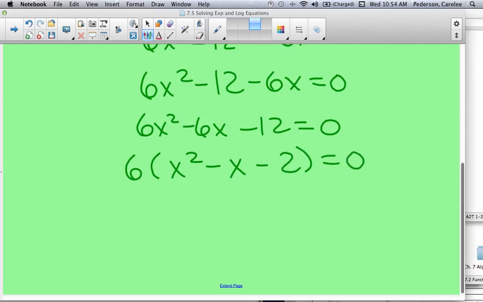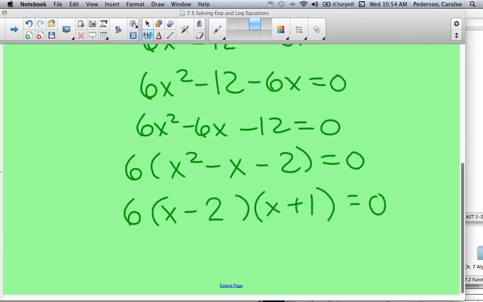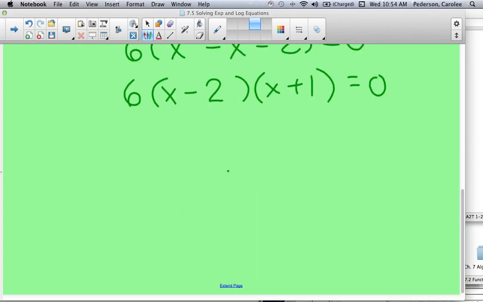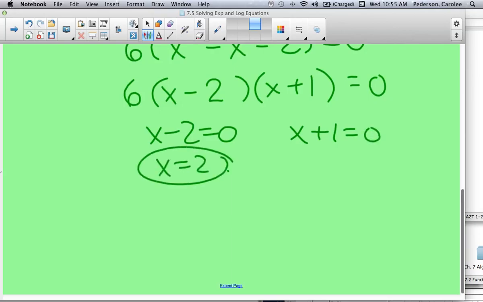Now I use that t-chart method. What are the factors of negative 2 that add to negative 1? Well, that's negative 2 and positive 1. Now I set those factors equal to 0 and solve for x. So we get x equals 2 here, and we get x equals negative 1 there. Well, negative 1 again for a logarithm does not work.